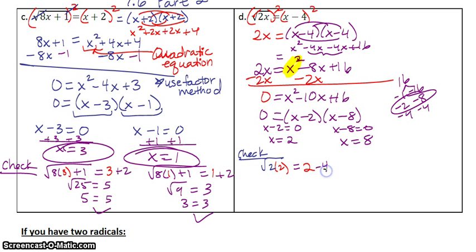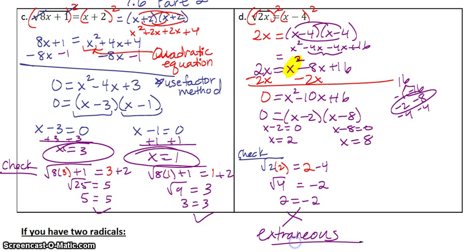All right, so here's what happens. 2 minus 4 is negative 2, and now here's where it becomes extraneous. Because 2 is clearly not equal to negative 2. I know it's the same number, but it's not the same sign, so it's not considered the same. So that is an extraneous solution. That's what it looks like when it's extraneous.